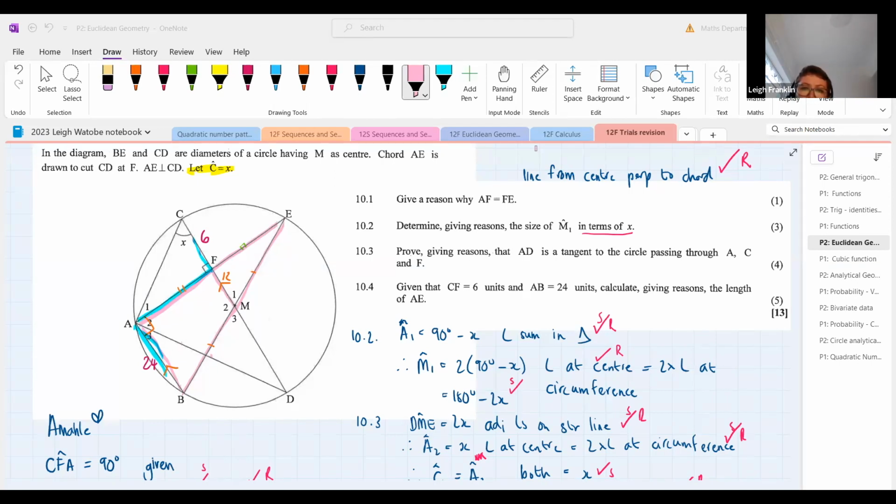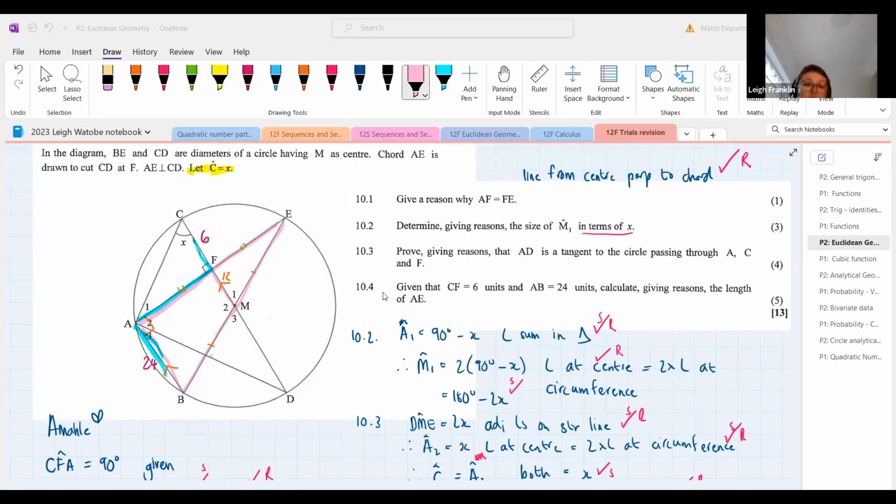Ma'am, can we say that CM is 12? Not CM is 12. CM is 18. So FM will be 12.